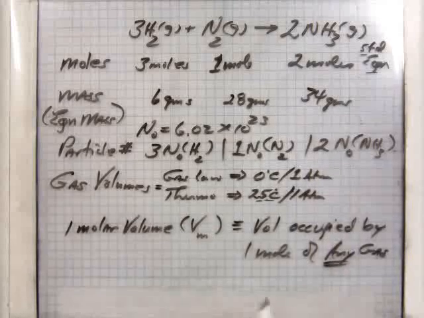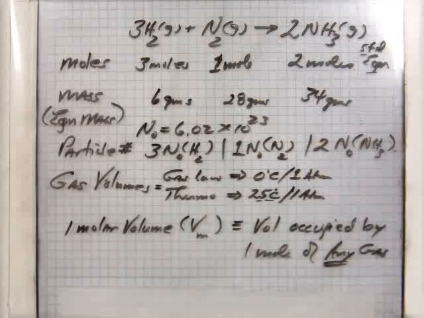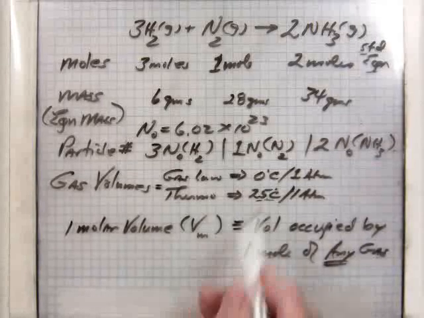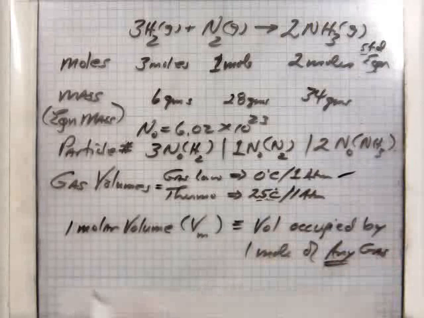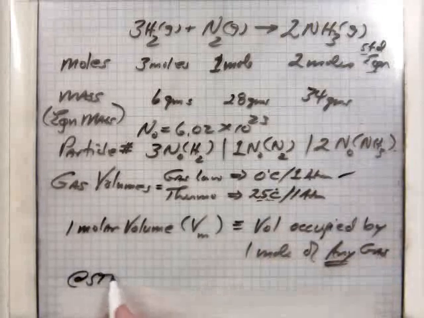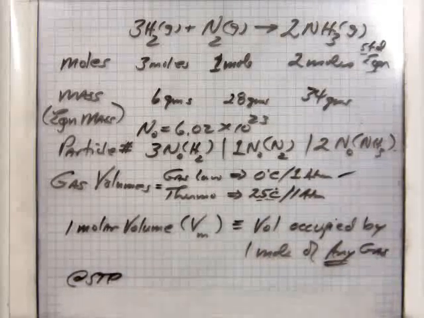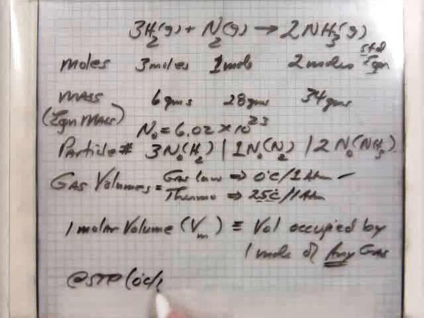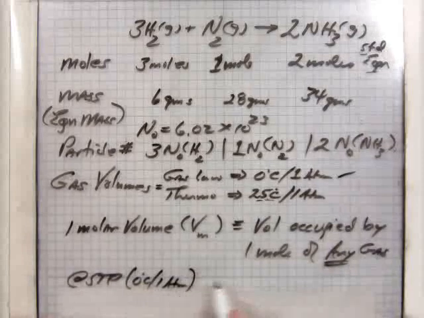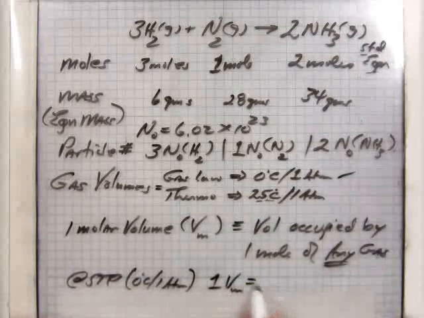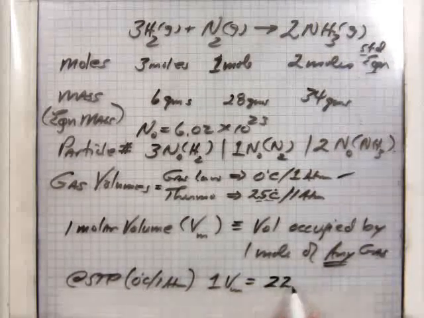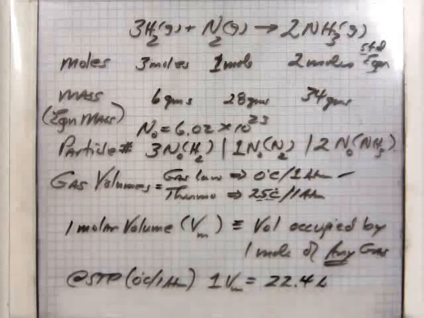Now, to specify a numerical quantity, such as liters or milliliters or gallons or whatever, you have to specify the temperature. At standard conditions called STP conditions, that's your gas law standards, 0 degrees Celsius, 1 atmosphere, 1 molar volume is equal to 22.4 liters.